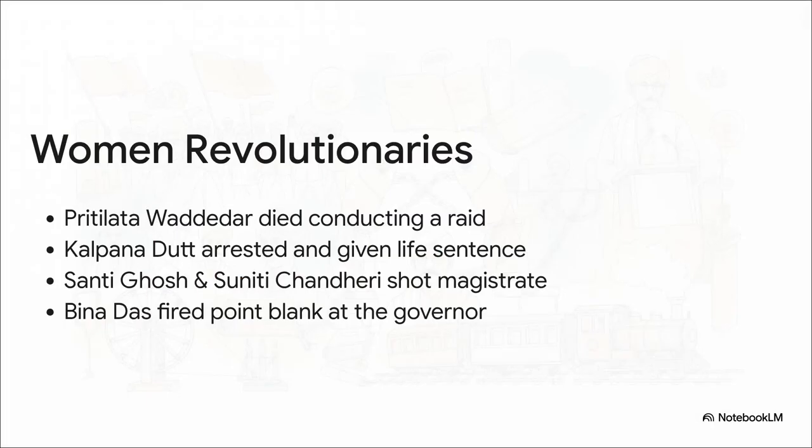But what truly stands out here, what's so fascinating about the Bengal revolutionary movement, is the fierce frontline participation of highly dedicated women. This was not just a boys' club. Preeti Lata Waddedar died while actively conducting a raid. Kalpana Dutt was tried right alongside Surya Sen and given a life sentence. In December 1931, Santi Ghosh and Suniti Chaudhuri, who were literally just schoolgirls, shot dead the local district magistrate. And in 1932, Bina Das fired point-blank at the governor while she was receiving her degree at her convocation. The sheer level of commitment across demographics was staggering.